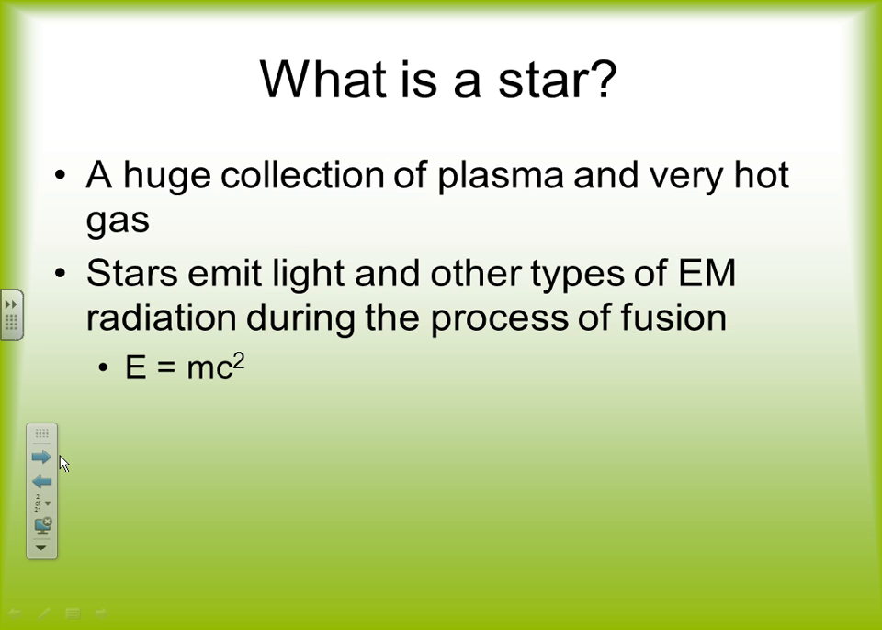Stars emit light and other types of electromagnetic radiation during the process of fusion. Stars work on the process of fusion, and we'll talk about that more on Monday when we talk about the life cycle. How does a star begin? But, like we discussed earlier, E equals mc squared. During fusion, some mass is converted into energy, and that energy radiates in the form of electromagnetic waves. Some of it's visible light, but a lot of times it's other types of electromagnetic radiation: radio waves, X-rays, gamma rays, all those different kinds. All right, good there?